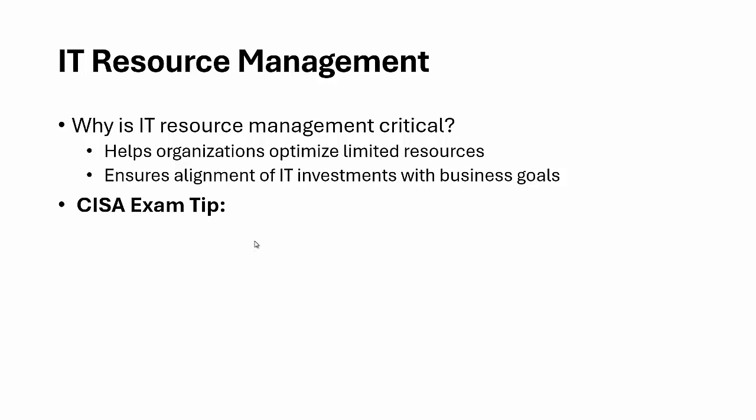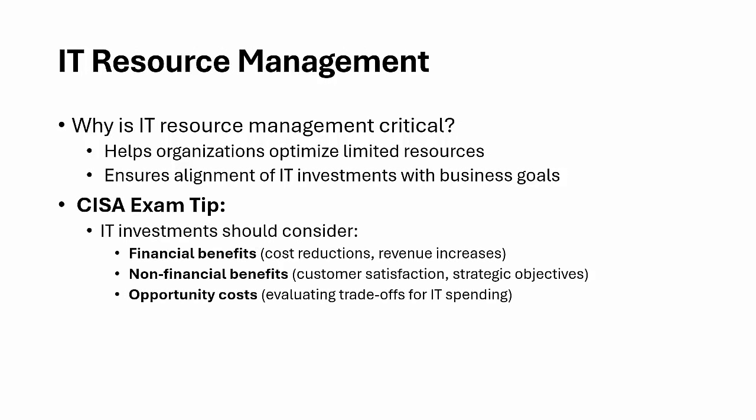As a CISA exam tip, IT investment should consider financial benefits like reducing cost and increasing revenue, and non-financial benefits like customer satisfaction, opportunity cost, and evaluating trade-offs. I will give the best example of that. Nowadays we are using chatbot AI. So we have integrated a chatbot AI with our Infosec Train website, for example. I don't need to make my employees sit on Saturday and Sunday. The chatbot AI will answer the questions. This is how it increases customer satisfaction, supports strategic objectives, reduces cost, and increases revenue because I'm using automation. And it helped me evaluate my trade-off for IT spending.